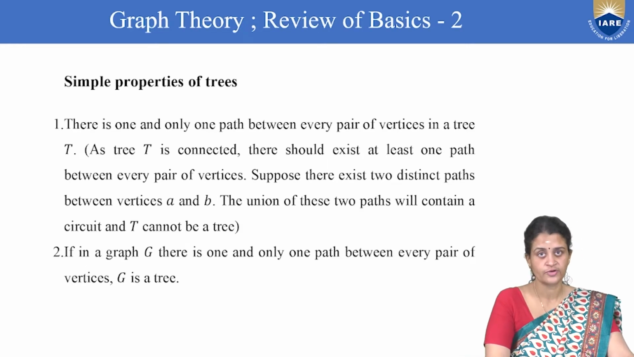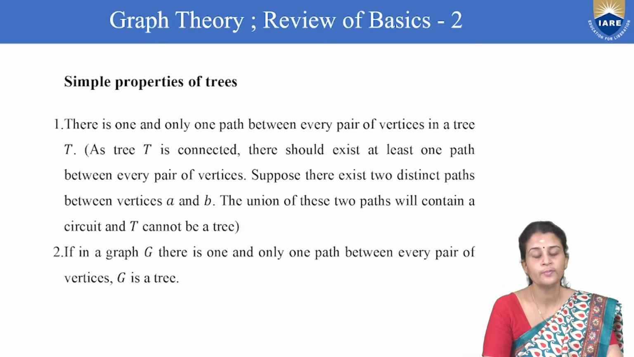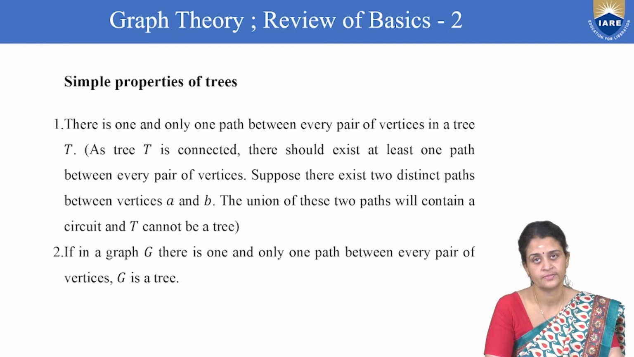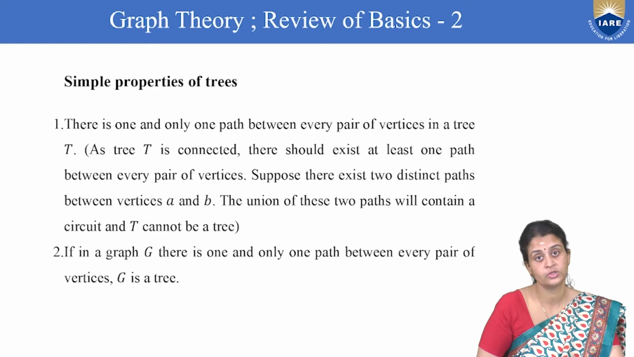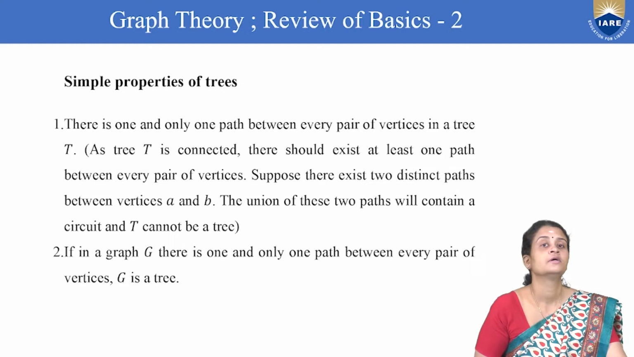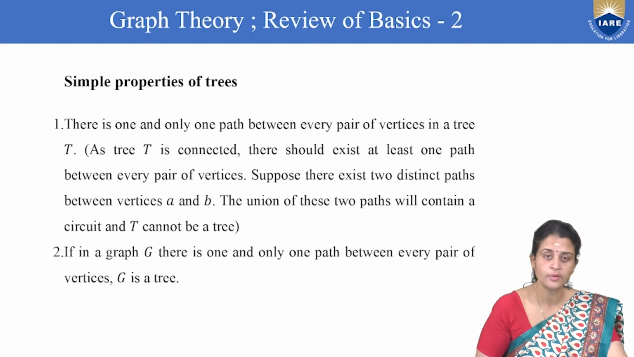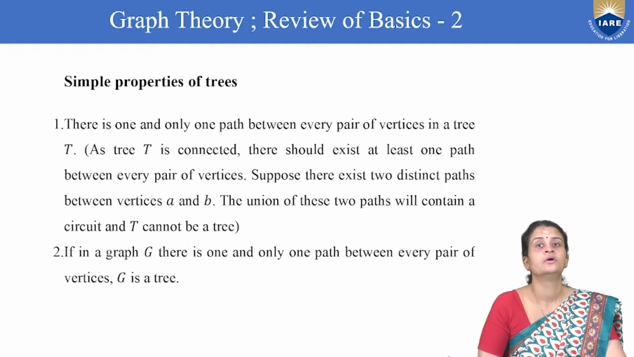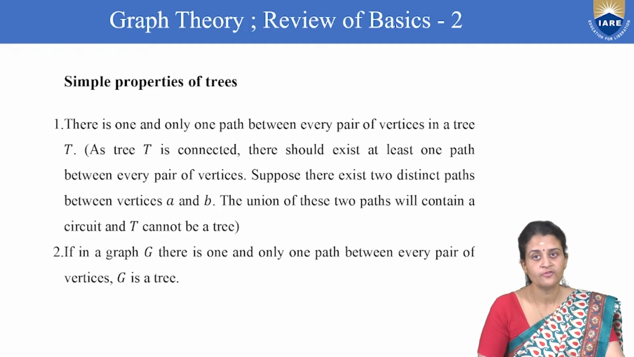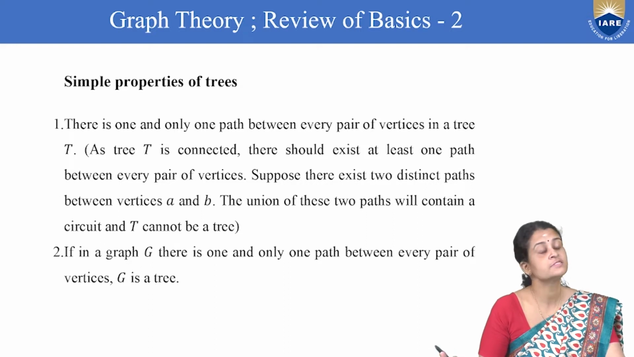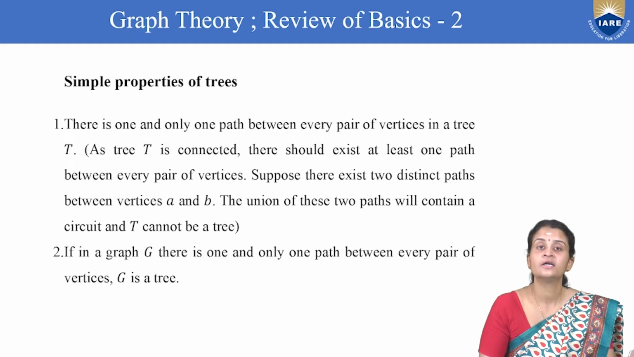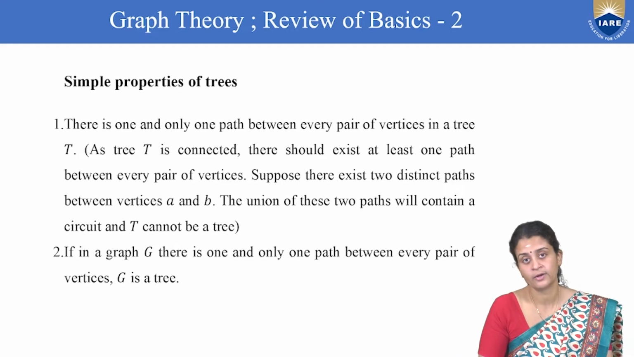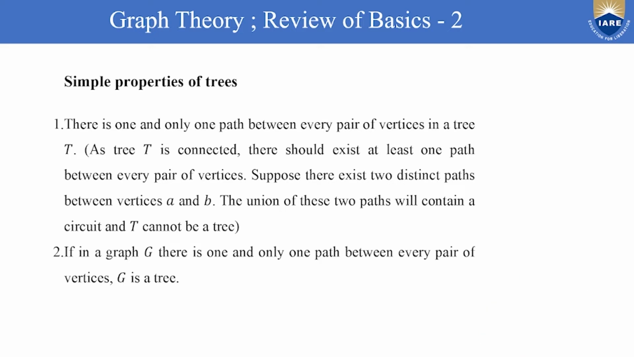Some simple properties of trees. There is one and only one path between every pair of vertices in a tree. What will happen if we have 2 paths? Then the union of these 2 paths will form a circuit, and the resultant graph will not be a tree. If in a graph G there is only one path between every pair of vertices, then that graph is termed to be a tree.